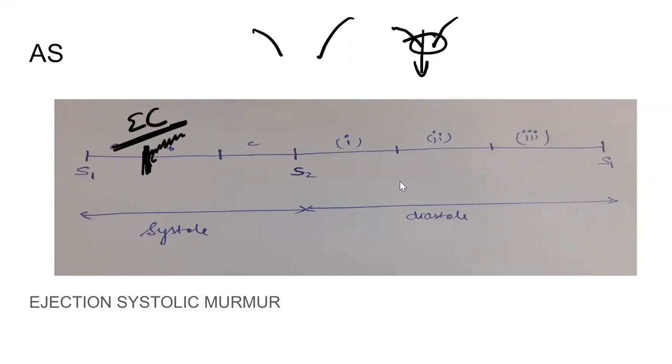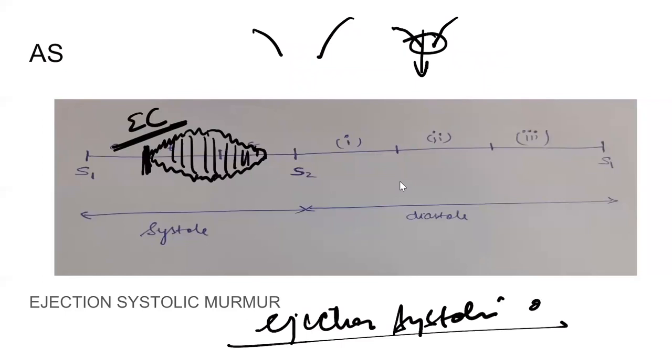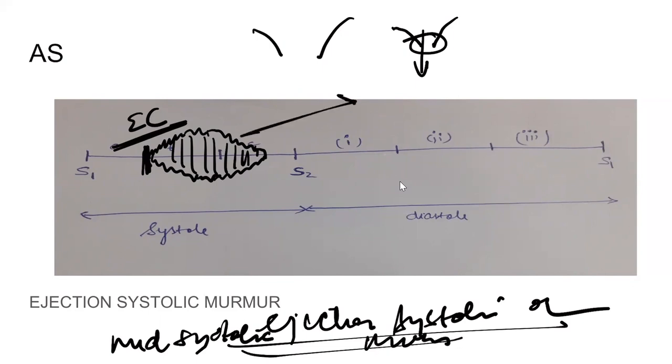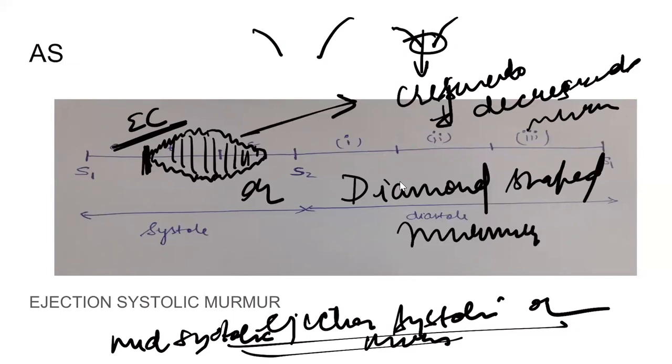The murmur would start from here, increase in the rapid phase, and it would become inaudible in the slow ejection phase. So it would be an ejection systolic murmur, or we can also call it a mid systolic murmur. The characteristic of the murmur of AS is that it rises first in rapid ejection and then decreases in slow ejection. So it is a crescendo-decrescendo murmur, or we can also call it a diamond shaped murmur. Clear?